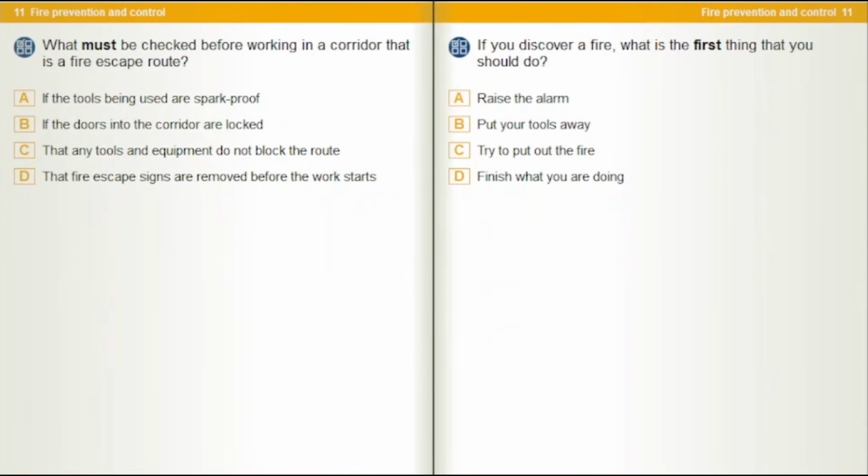What must be checked before working in a corridor that is a fire escape route? If the tools being used are spark-proof. If the doors into the corridor are locked. That any tools and equipment do not block the route. That fire escape signs are removed before the work starts.